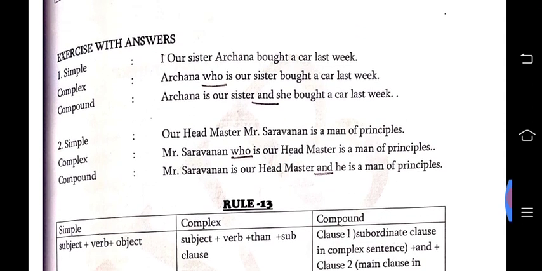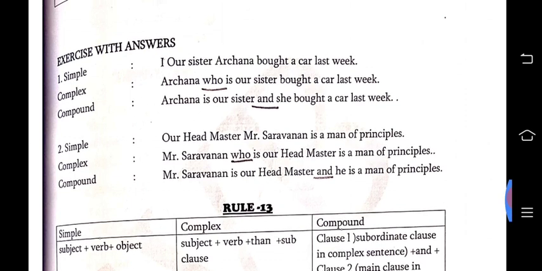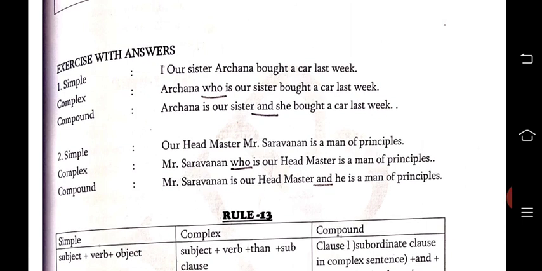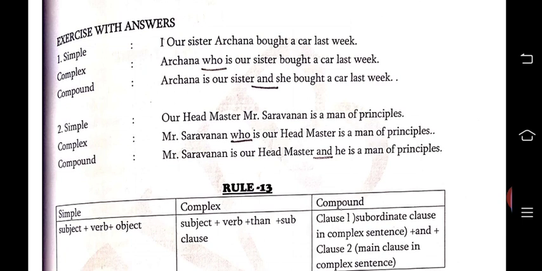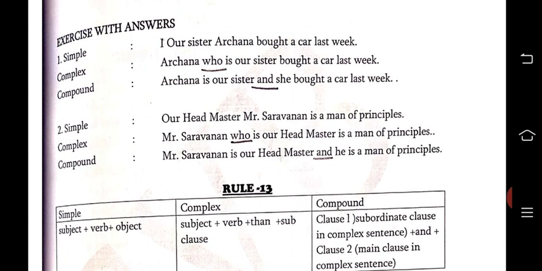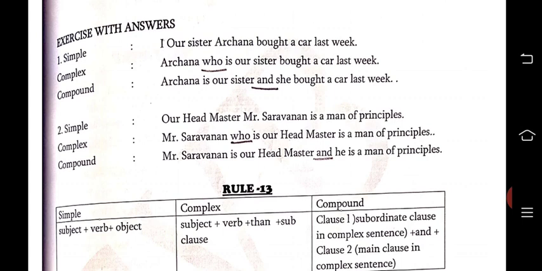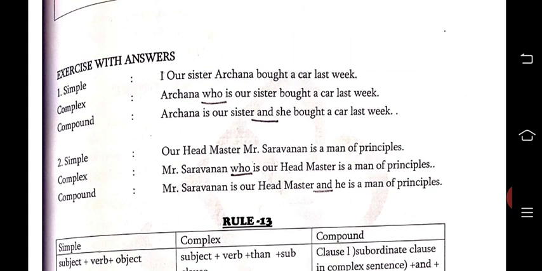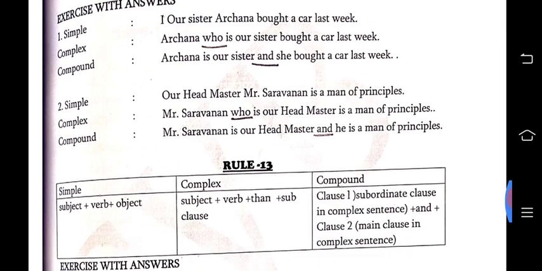Our headmaster Mr. Saravanan is a man of principles. Here the subject denotes a person. What relative pronoun did we use in the first sentence? The same subject, a person, so we used who. Here also we should use only who, because the subject is a person. So: Mr. Saravanan, who is our headmaster, is a man of principles. Compound: Mr. Saravanan is our headmaster and he is a man of principles.